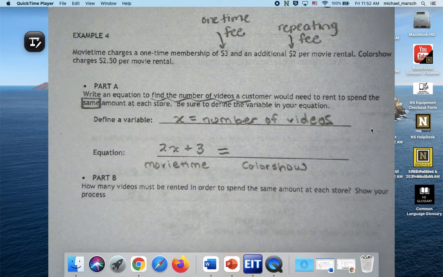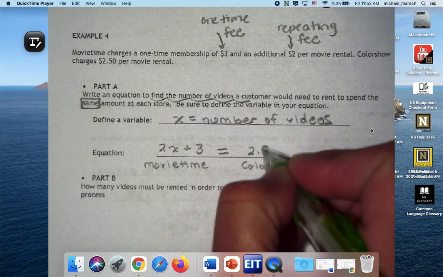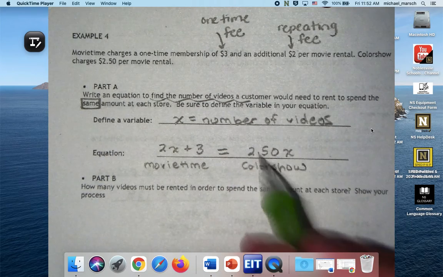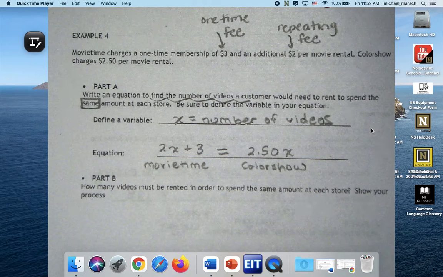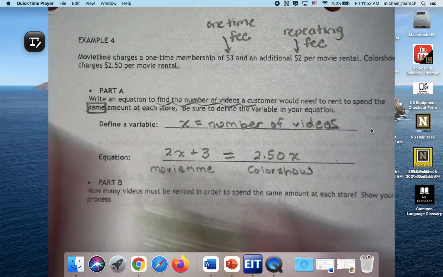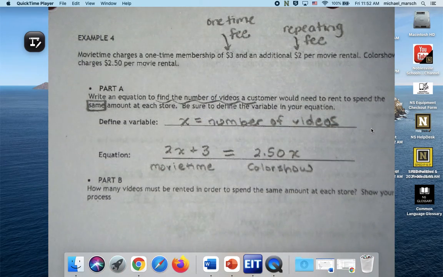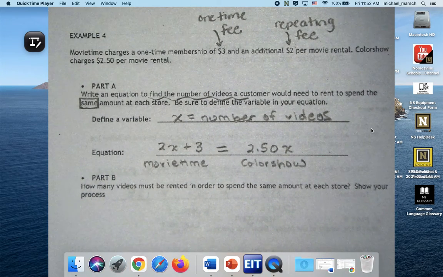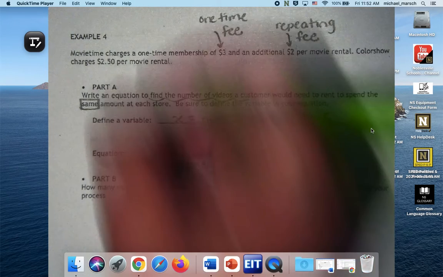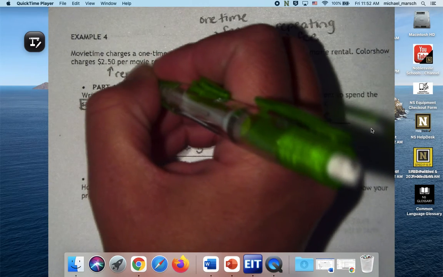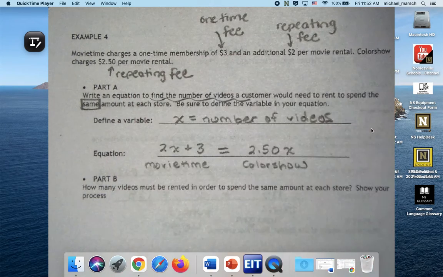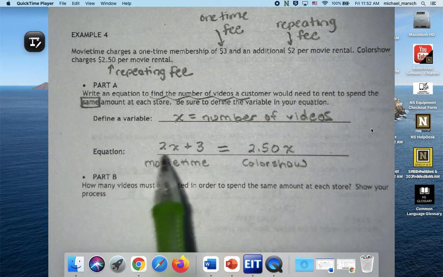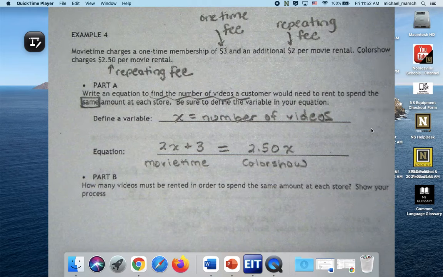Carmen? Equals $2.50x, because remember it costs $2.50 per movie over here too. So when you see the word same, you're going to have variables on both sides. That's the connection there. And up here underneath 2.50, we're also going to write repeating fee. So there's 2 repeating fees. Yep. Well, one per store.